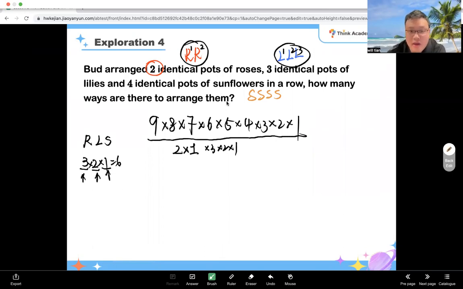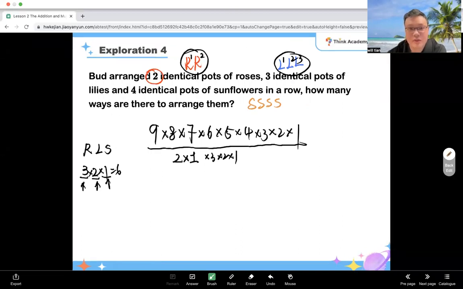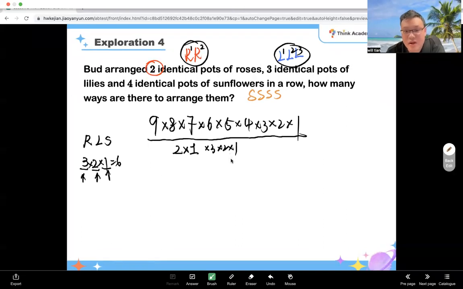But now here we got 9 flowers, right? So I just treat them as all different. So I'm gonna do this kind of calculation, starting from 9 and times that all the way to 1. And now I have to get rid of duplication because 2 roses are the same. So I have to get rid of this 2 times by 1, 2 ways. And for lily 1, 2, 3, so that'll be 6 ways, which is 3 times 2 times by 1.